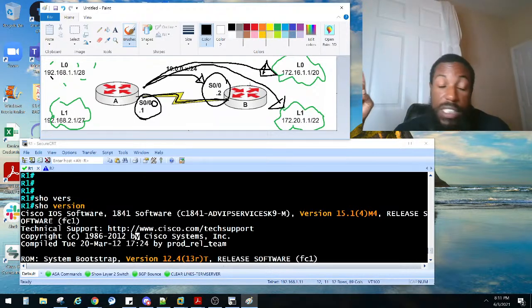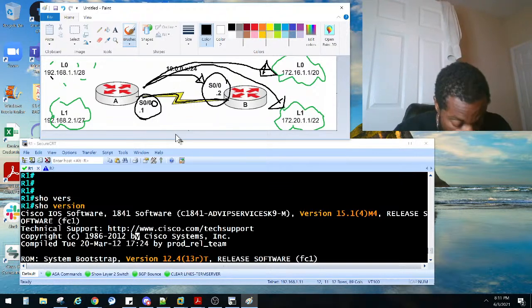Brandon got it correct. Area 0. It is known as the backbone area. So area 0. We're going to configure that in task 2, I believe.